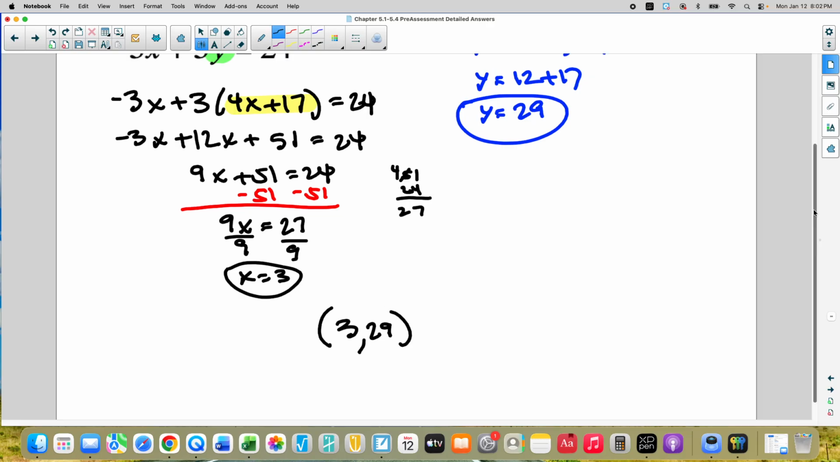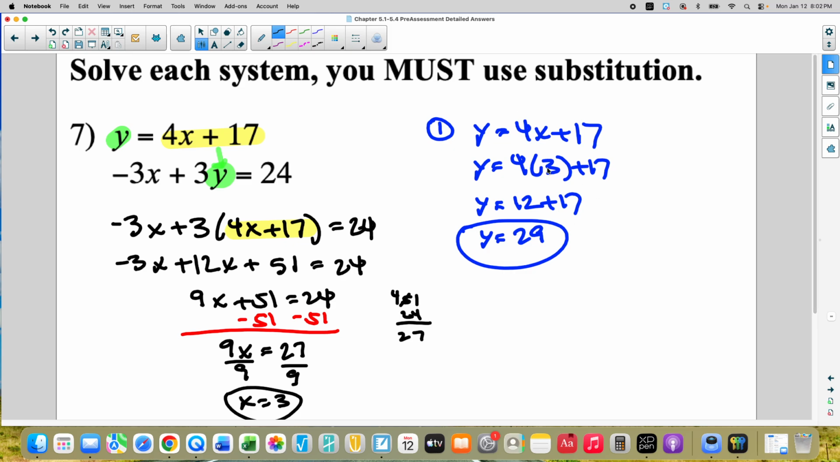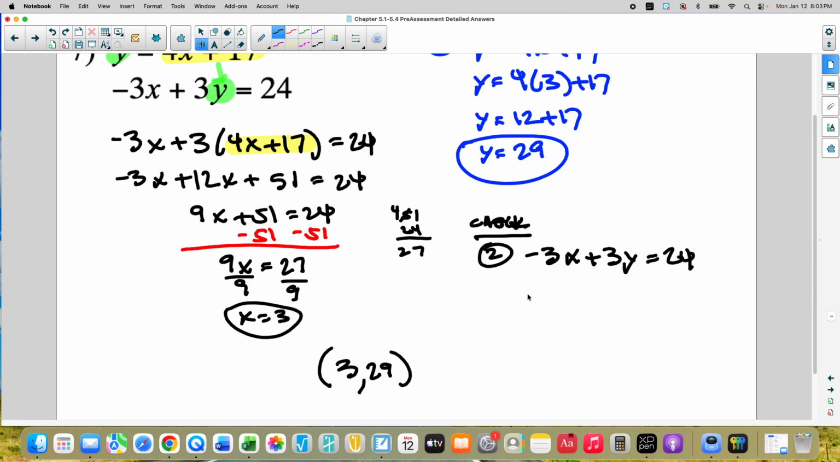Now I get to check. I already know that I've sort of checked because I've put my input of 3 and I have my output of 29. So I know that 3 and 29 already work for this equation. So I need to check with the second equation, negative 3x plus 3y equals 24. And so we're going to plug in 3 for x, and we're going to plug in 29 for y. Something tells me I made a mistake because that's going to be a huge number.